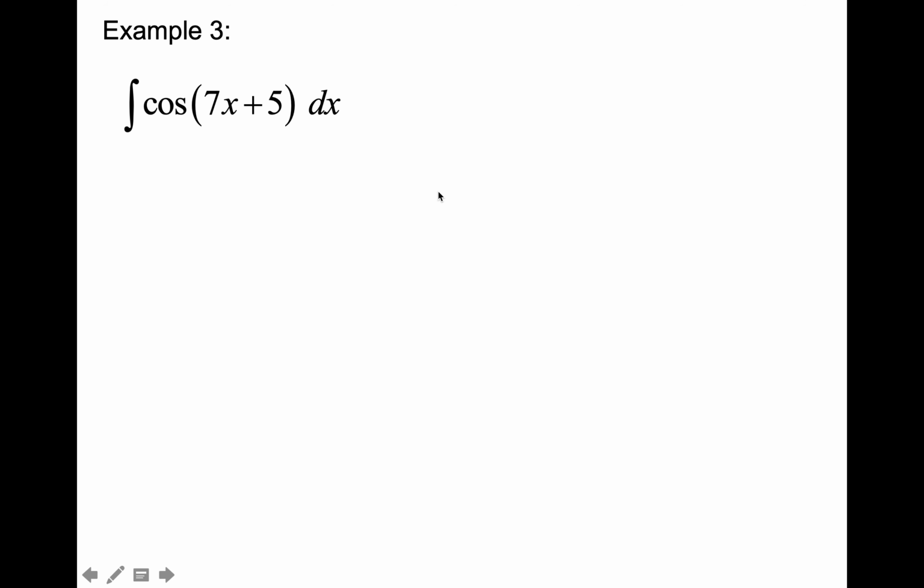Okay, for this next one, when you are choosing what the function is, it can't be cosine, because if you let cosine be your u, then you would need to have sine somewhere in the problem, and we don't. So you want to keep that in mind when you're picking something out.